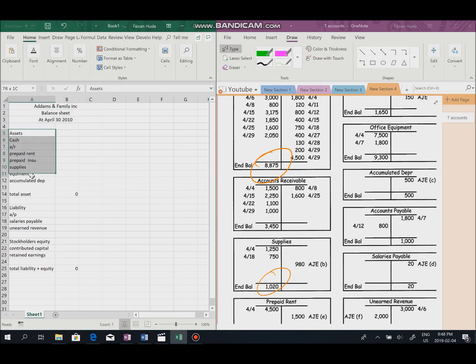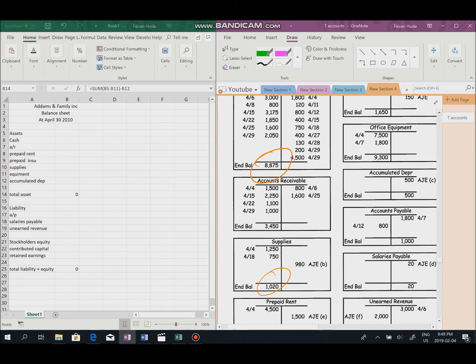In a balance sheet, you always first list the assets, then your total asset, then you list your liabilities, then you list your equity accounts, and then your total liability plus equity should equal your total assets. And if it doesn't, that means there is something wrong in your balance sheet and you have made an error somewhere during your journal entries, posting to T accounts, or somewhere. That is what it means.